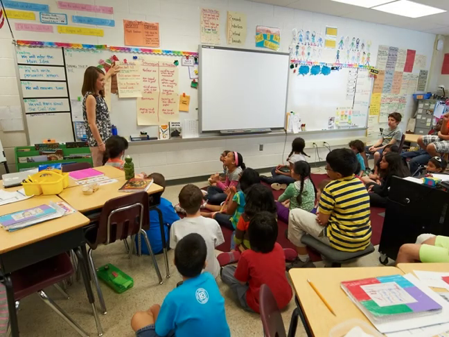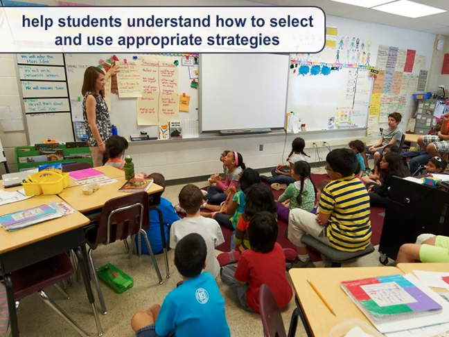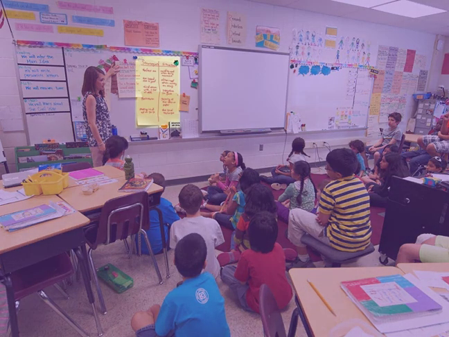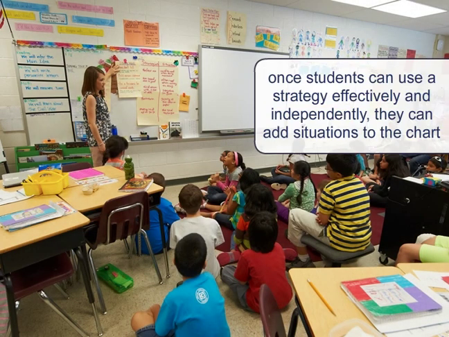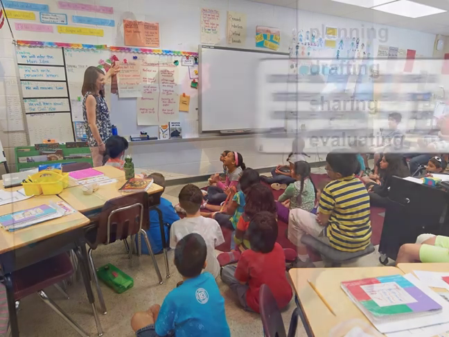Once students learn to use strategies independently, teachers should help them understand how to select and use appropriate strategies. To help students select the appropriate writing strategy, teachers could post strategies on a wall chart in the classroom, with one column listing the strategies and another column providing a list of situations in which these strategies could be used. Once students are able to use a strategy effectively and independently, they can add situations to the chart.